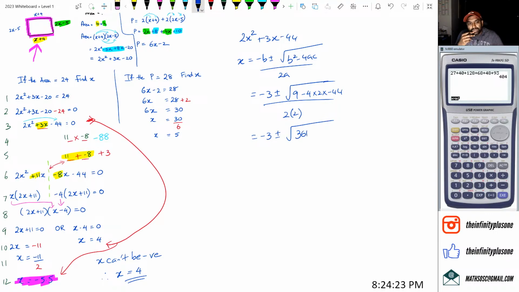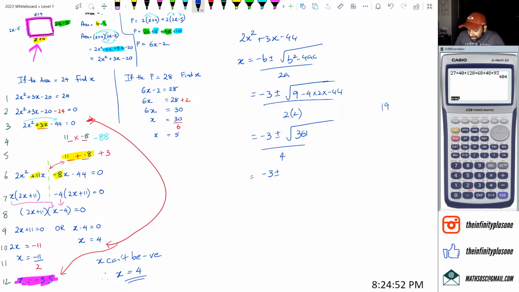What is 361? Have I made a mistake here? If it's positive 4, what is the square root of 361? 15 squared is 225, 16 is 256, 18, 19? I'm thinking 19, I'm guessing it's 19. I could be completely wrong. I'm going to go with 19. Is it 19? 19 times 19.